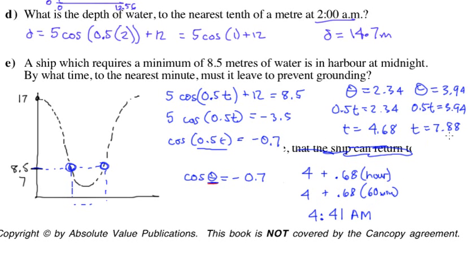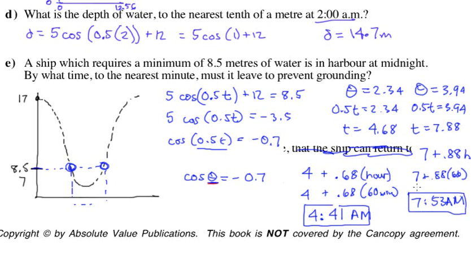For this next time, 7.88, that means 7 o'clock in the morning plus 0.88 of an hour, which means 7 plus 0.88 times 60. 0.88 times 60 gives me 52.8, basically 53 minutes. So our ship must bug out by 4:41 in the morning, and it will be safe to return starting at 7:53 in the morning.